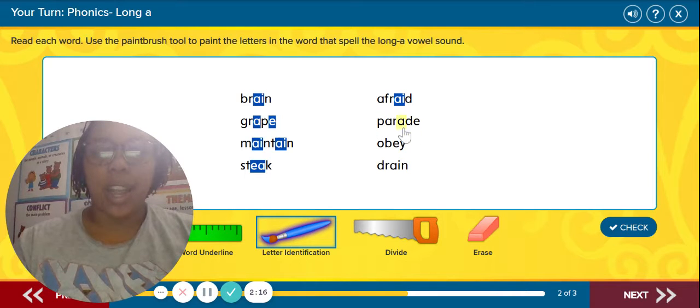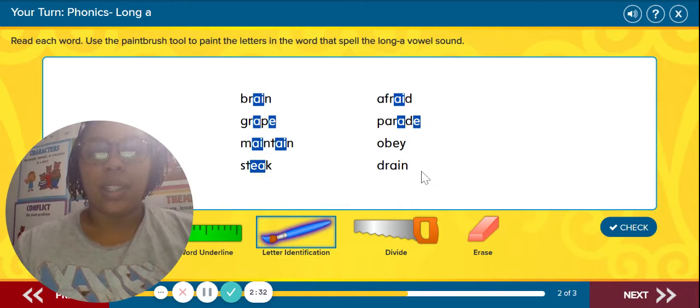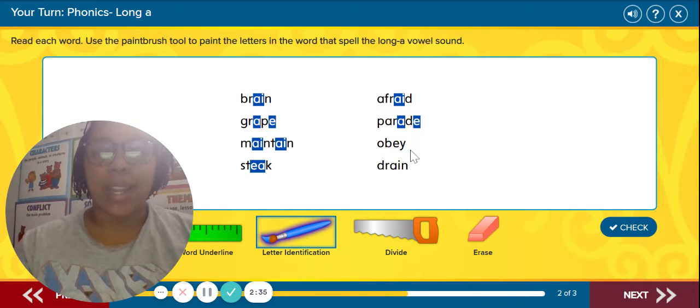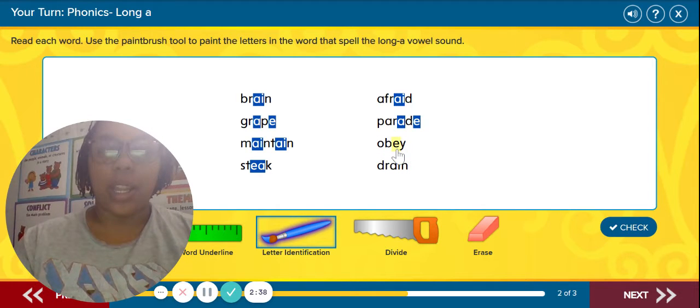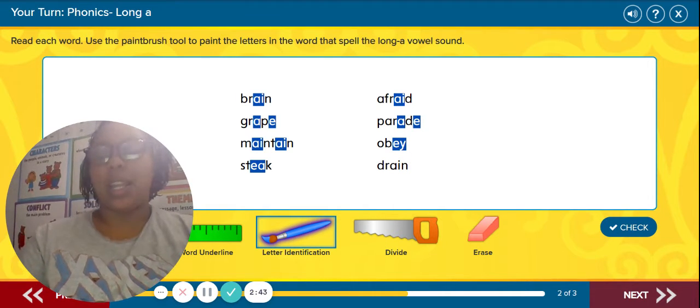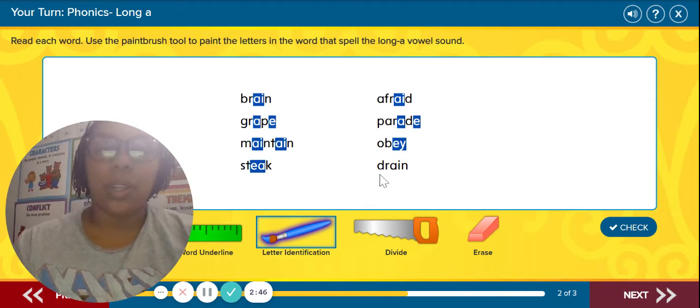Parade. Now, which one is saying the long A sound? The first one or the second one? I'm going to go with the second one. Parade. And look, it has my silent E very close by. Let's go to the next one. Obey. So this one, we have our EY pattern. And they both have to go together to say that A sound. And our last one, drain. Drain. Again, I see my AI.